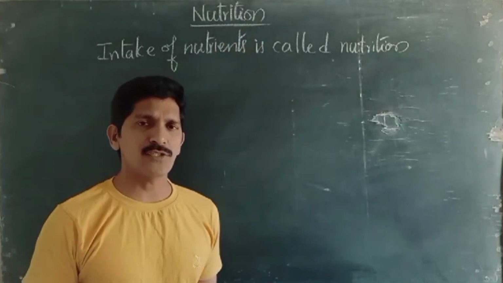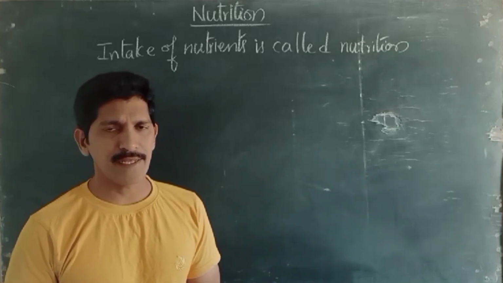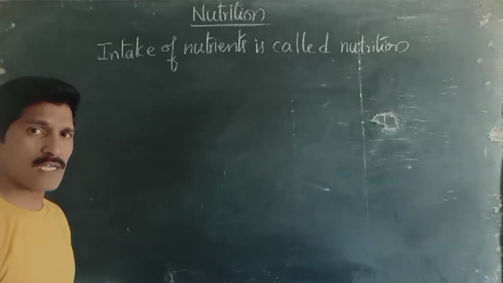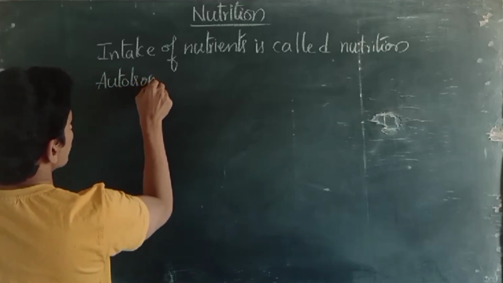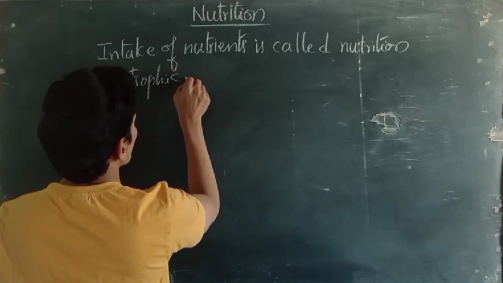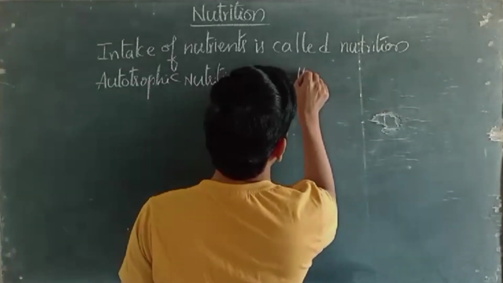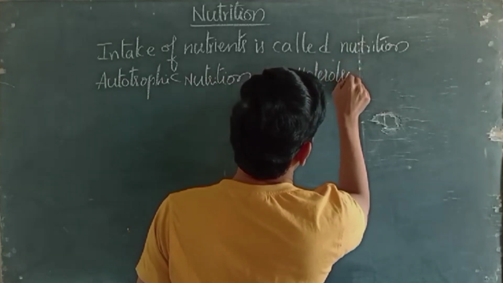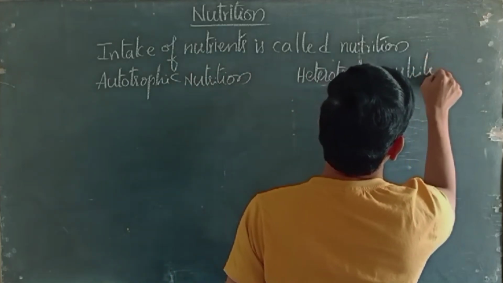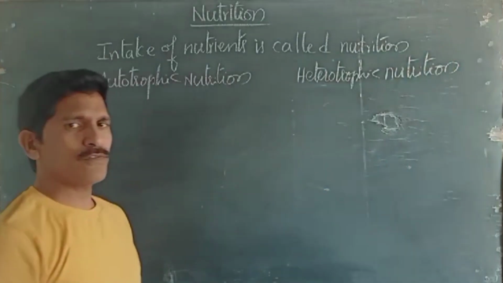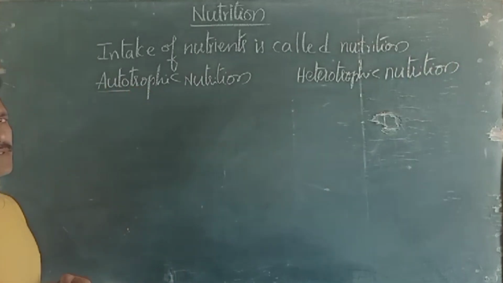So this nutrition method is not the same in all organisms. Based on the type of food material they are taking, nutrition is of two types. One is autotrophic nutrition, and another is heterotrophic nutrition. Autotrophic nutrition, heterotrophic nutrition, right? Autotrophic nutrition, auto in the sense of self, right?